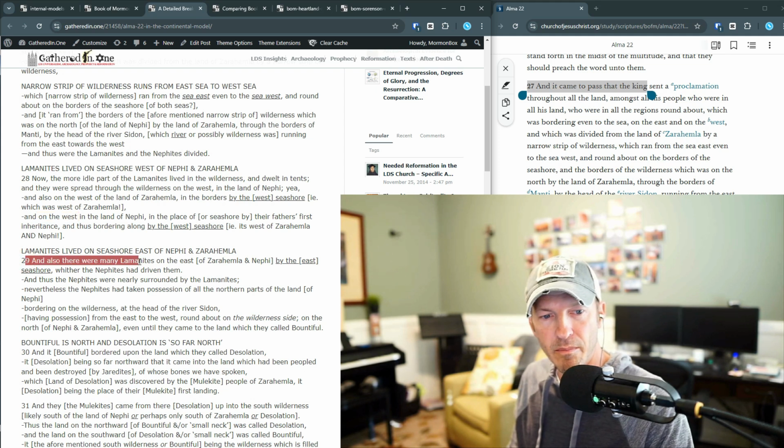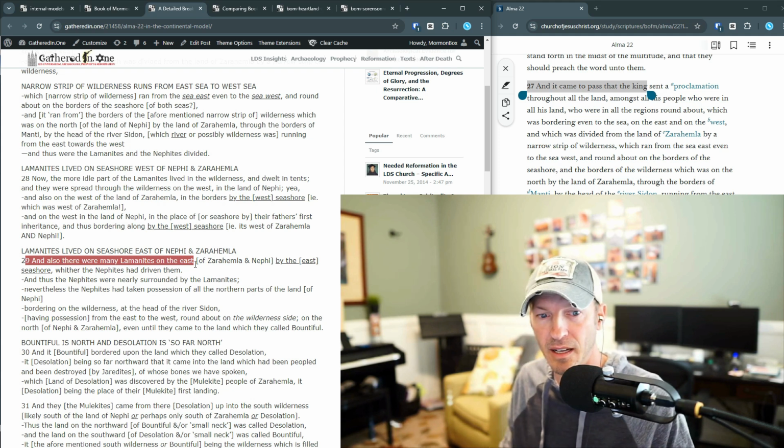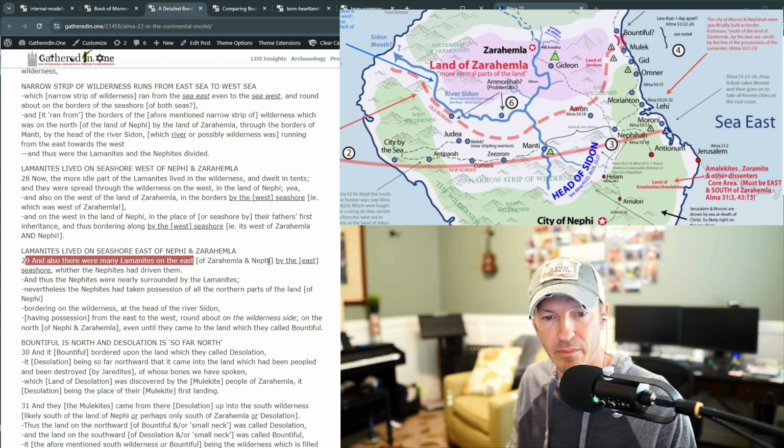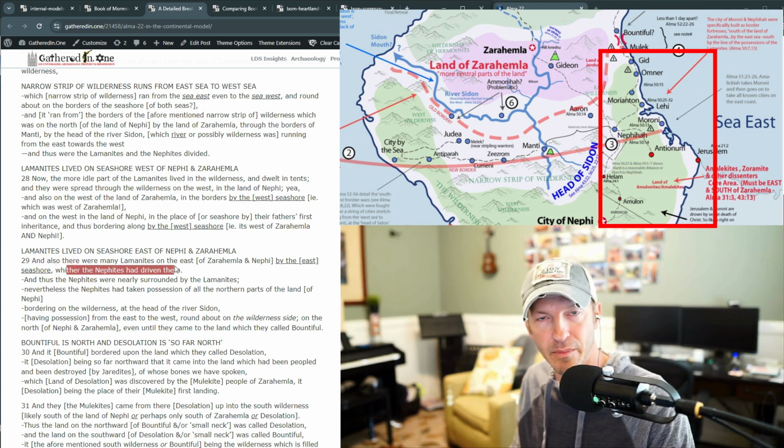And also there were many Lamanites on the east, right? On the east of what? Well, we're talking about the land of Nephi and the land of Zarahemla, so probably on the east of the land of Nephi and Zarahemla by the seashore. Which seashore? Well, we're talking about the east. Obviously, it's the east seashore, right? So by the east seashore, whither the Nephites had driven them. So now we have an east seashore in addition to a west seashore.